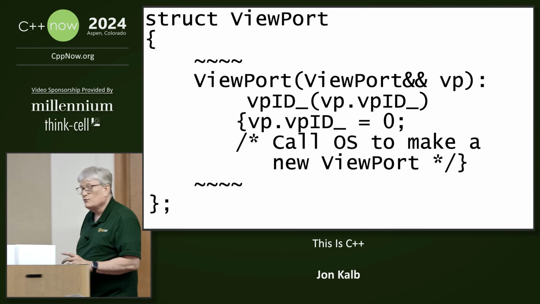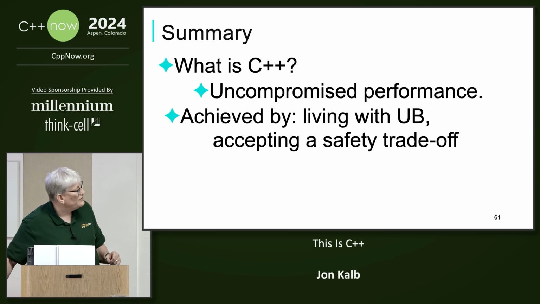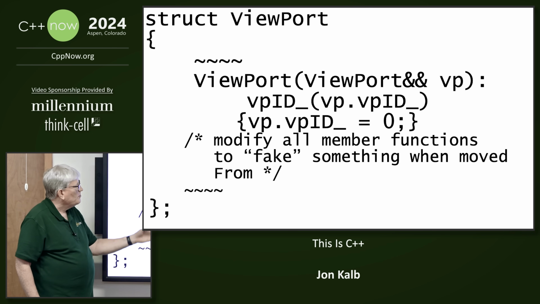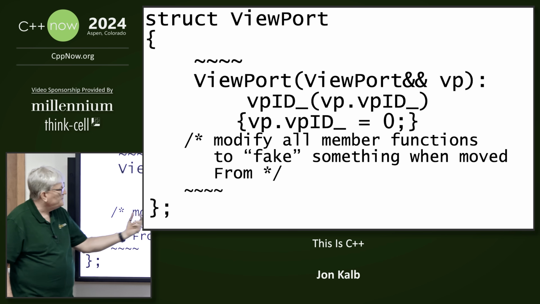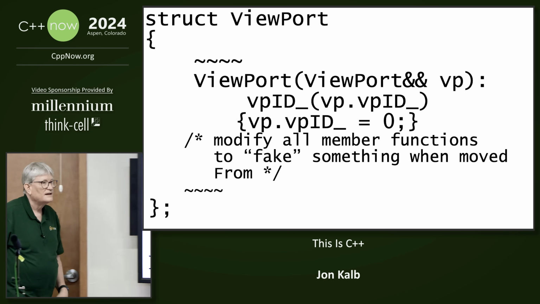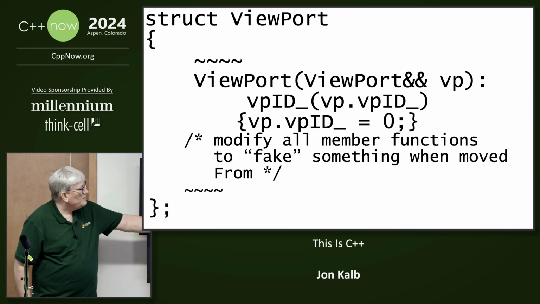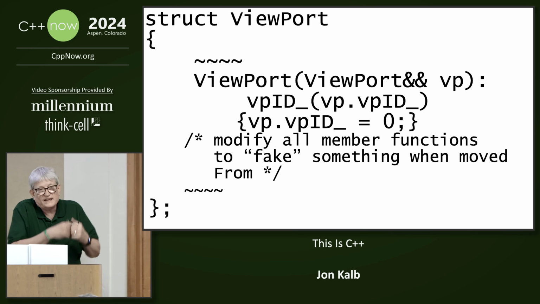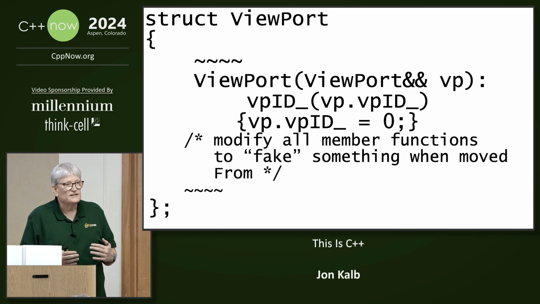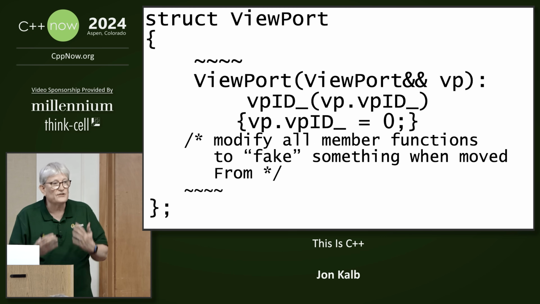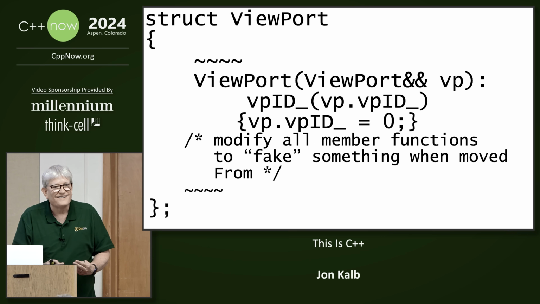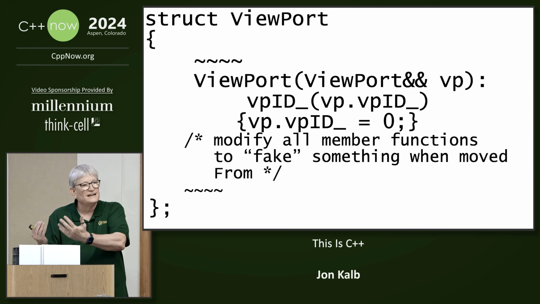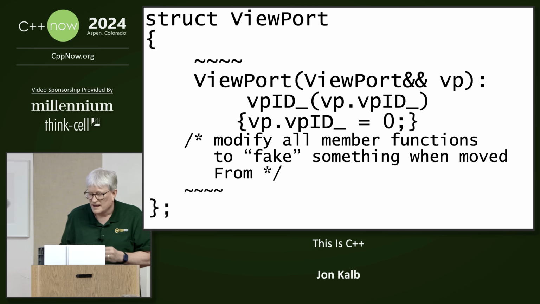But this is not the only option. We have one other option we can do. The other thing we can do is go ahead and zero it out, but modify all member functions to fake something when moved from. In other words, we've now made the moved-from state safe. There's something you can call, and if it has to return a value, it makes up some value and returns it. But notice, those are completely useless calls. And furthermore, they're all a logic error. You move from something, and now you're calling a getter or a setter on it? That's a logic error.